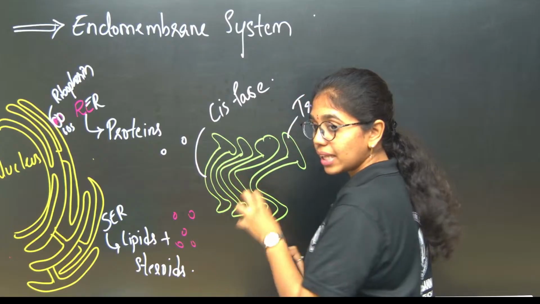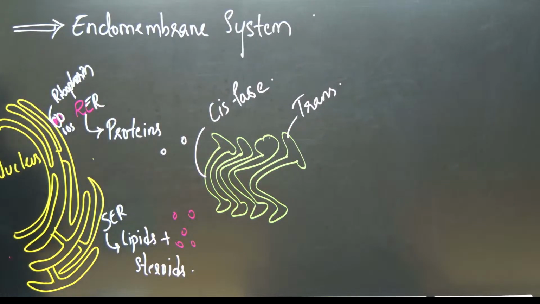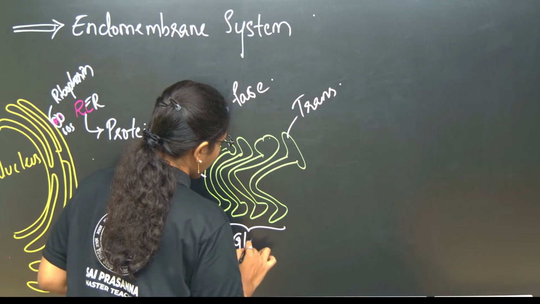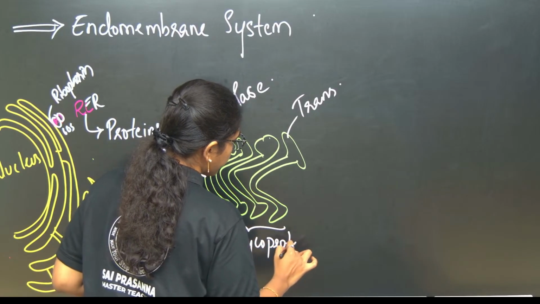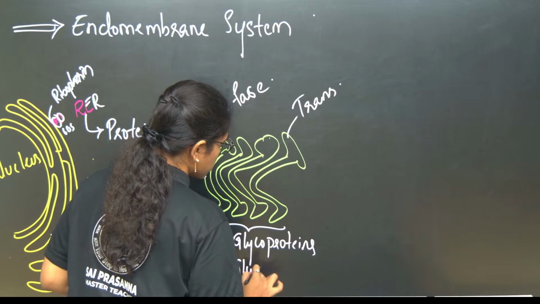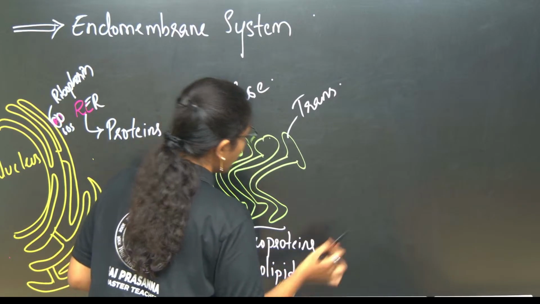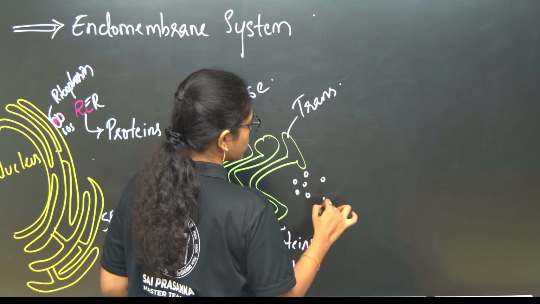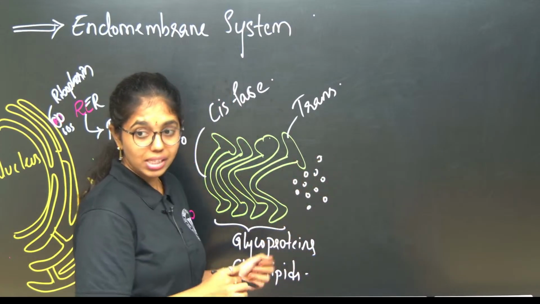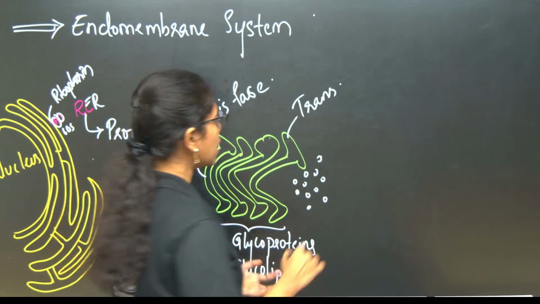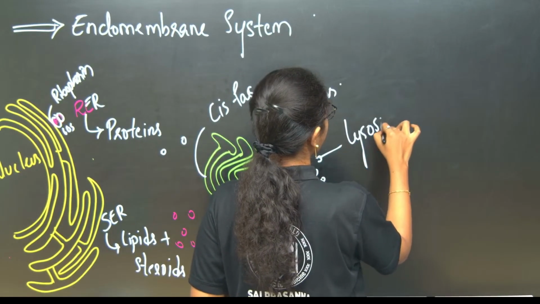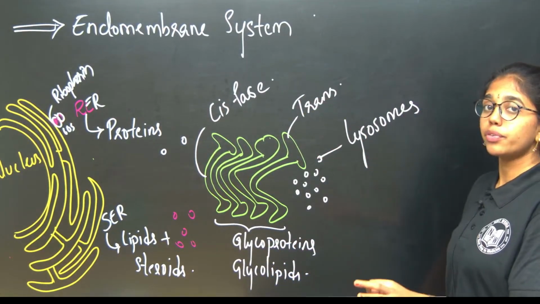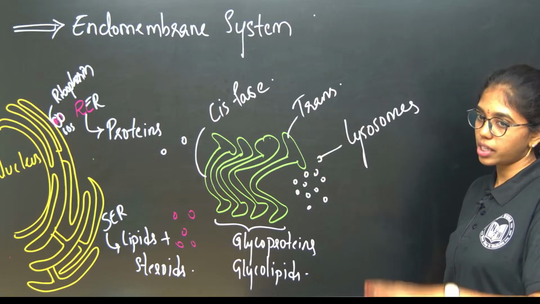Getting packed inside the lamellar structures, after getting packed, what happens? Synthesis of glycoproteins and glycolipids. Fine. And from the trans face of the Golgi, small vesicular structures are released. Okay, these small vesicular structures are rich in hydrolytic enzymes. These are what? Lysosomes. Both the lysosomes, glycolipids, and glycoproteins are being transported to the intracellular and extracellular targets.